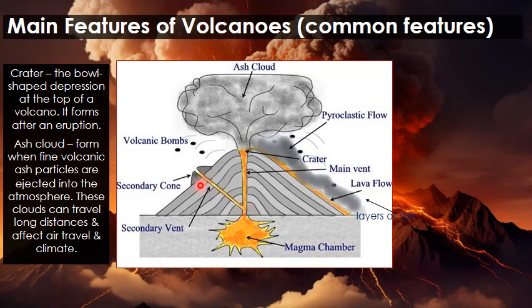There can be a smaller vent that also creates a smaller secondary cone. This is the main cone, all of this, right? But a secondary vent can also pop, and magma will erupt from it and form a secondary cone, a smaller cone here. And this is the crater. The crater is this bowl-shaped depression at the top of the volcano, and it forms after an eruption. I'm sure you've seen pictures of a volcano after an eruption, with this bowl-shaped depression. It's called the crater.